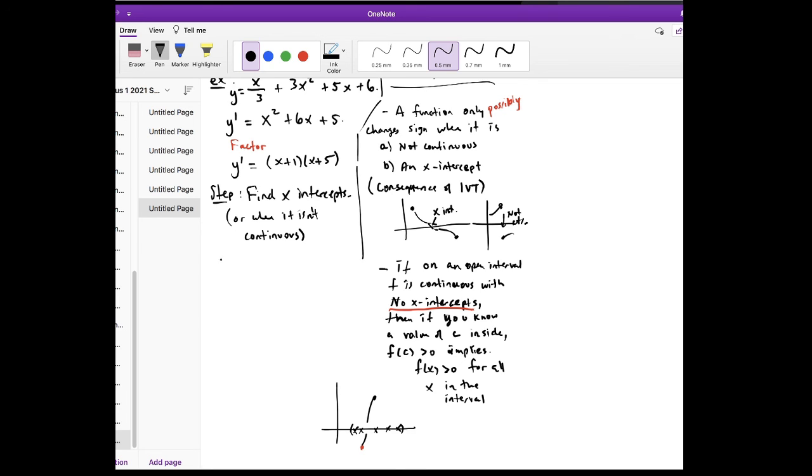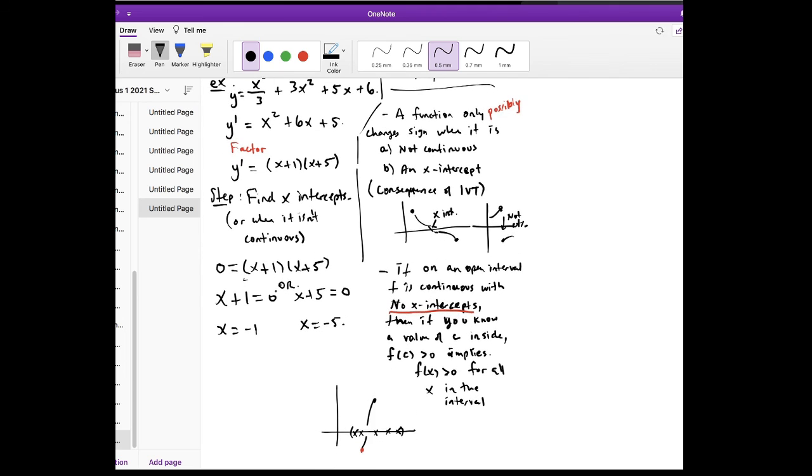Yeah, so if you set the whole thing equal to 0, and then solve each factor for x, because if the product is 0, then one of the things must be 0. So x plus 1 equals 0, or x plus 5 equals 0. So x equals -1, or x equals -5. Okay, so I'm going to do a new page, but any questions so far?